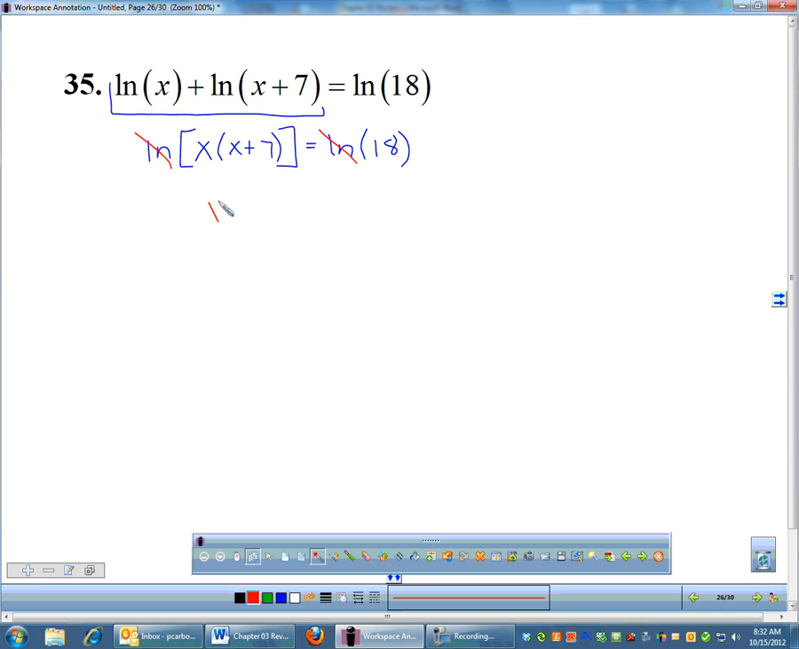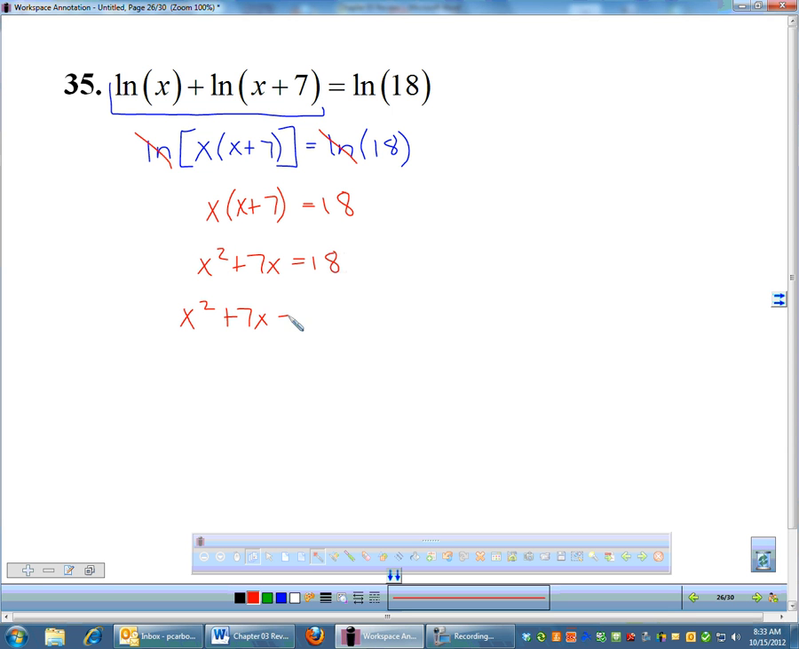And we get x times (x plus 7) equals 18. And we need to solve this. I'll distribute my x. x squared plus 7x equals 18. I have an exponent higher than 1. I'm going to have to solve this by factoring. So move that 18 over. That factors to (x plus 9)(x minus 2). And you get x equals negative 9, and x equals positive 2.